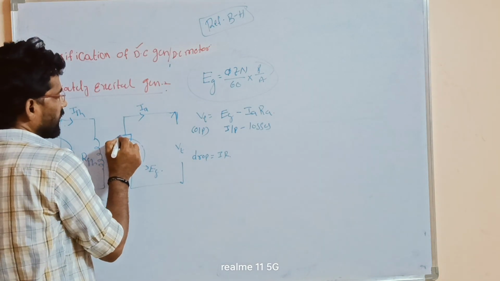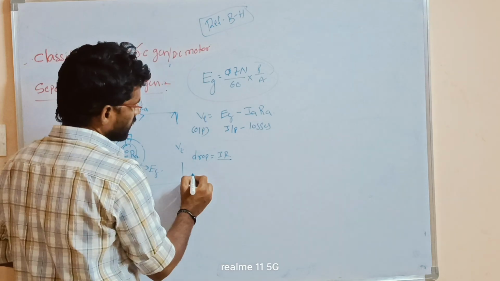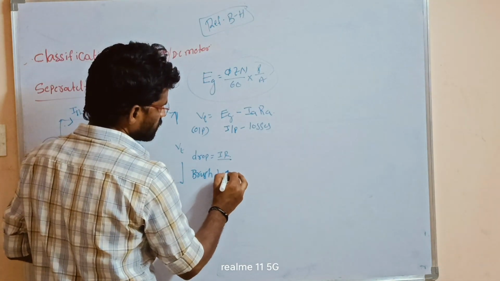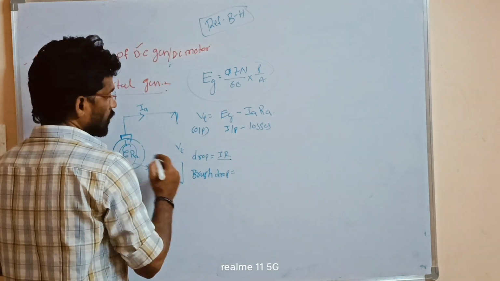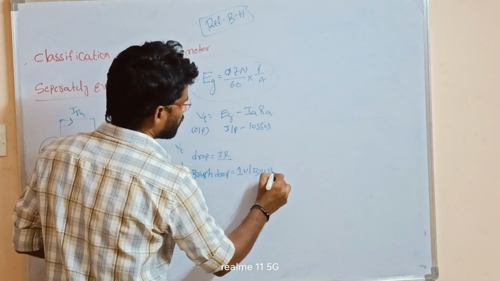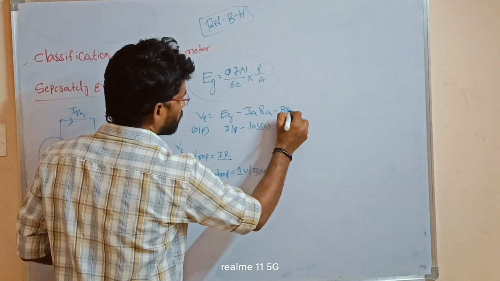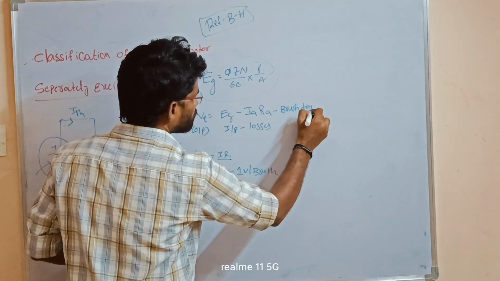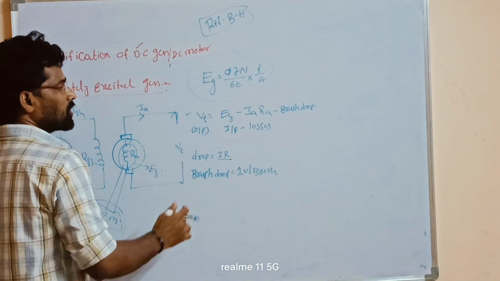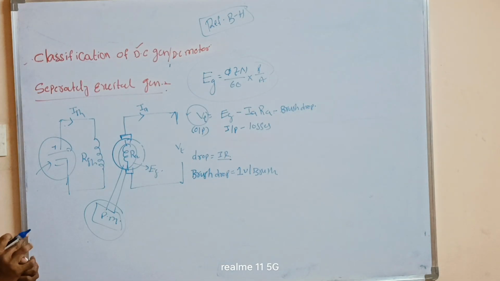Again, another drop will be there. One drop is the I into R drop. Another drop is the brush drop, which is 1 volt per brush. Here we have two brushes. Again minus the brush drop. So EG minus IA RA minus brush drop, whatever the result is, that is nothing but the terminal voltage VT.